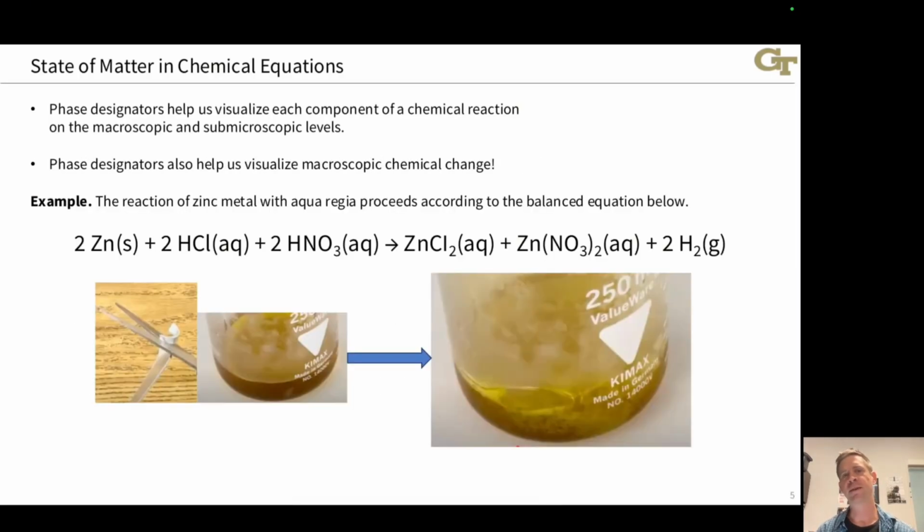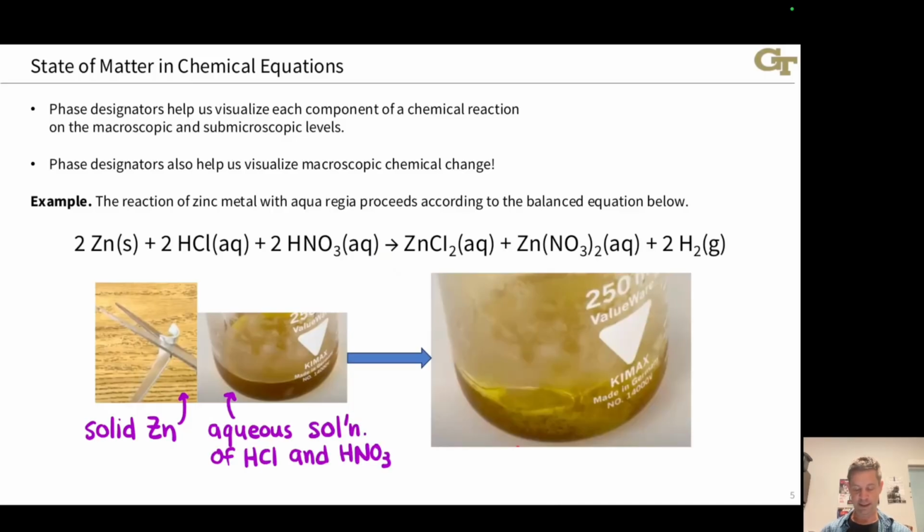Here's a macroscopic example of thinking about visualizing chemical change using the reaction of zinc with HCl. So zinc is a solid. We actually see that from the chemical equation, right? We've got a solid phase designator right here. And the HCl is in aqueous solution. This is mostly water with some HCl in there. We're also mixing in some HNO3, again, mostly water with some HNO3 solute in there. And here is our mixture of aqueous solutions of HCl and HNO3. It's a liquid, right, because it's mostly water with HCl and HNO3 solutes in there.